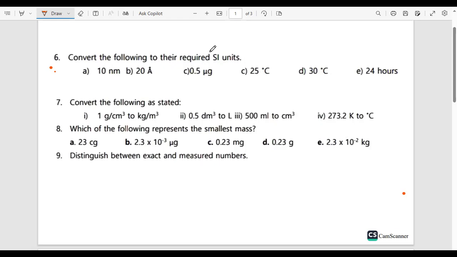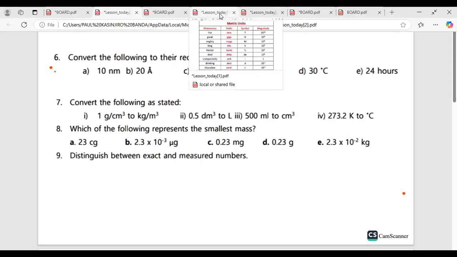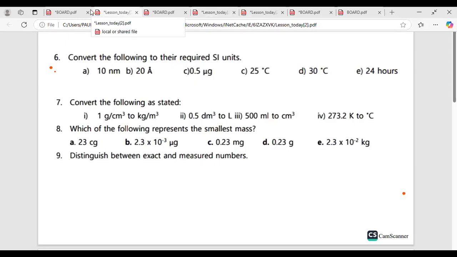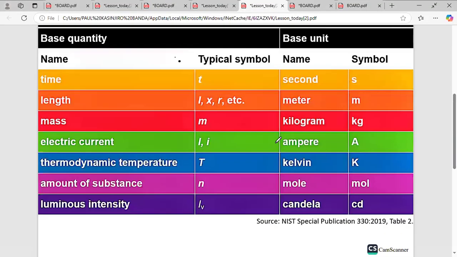Earlier I sent a video on the SI units. It's also there on the Google Drive. For those who watched, it will be like a revision for you. So when we talk about the SI units, we are talking about these 7 here.